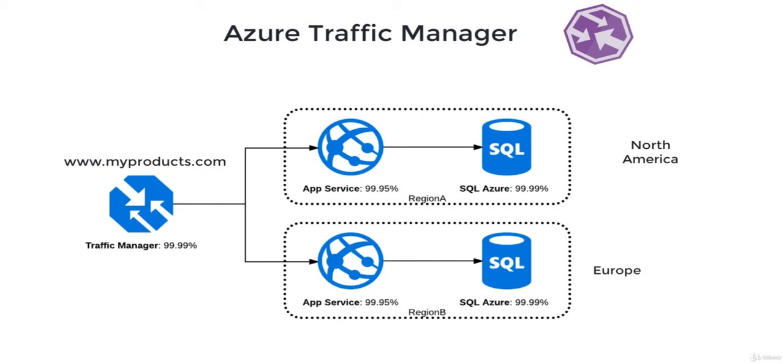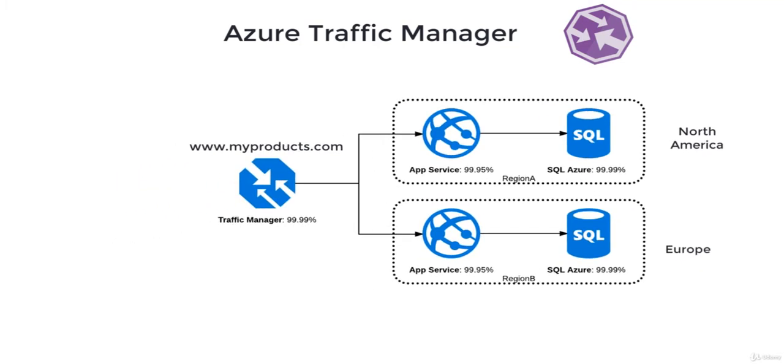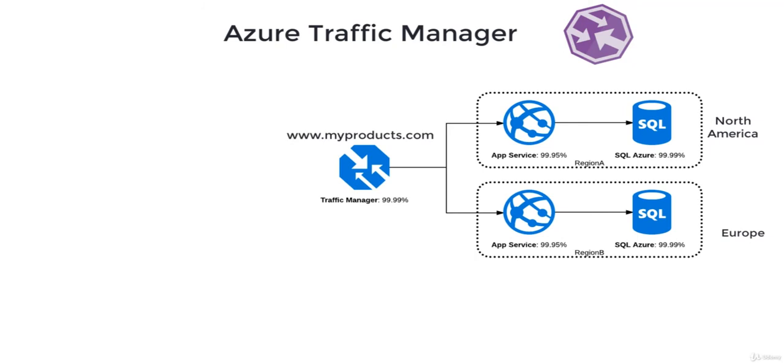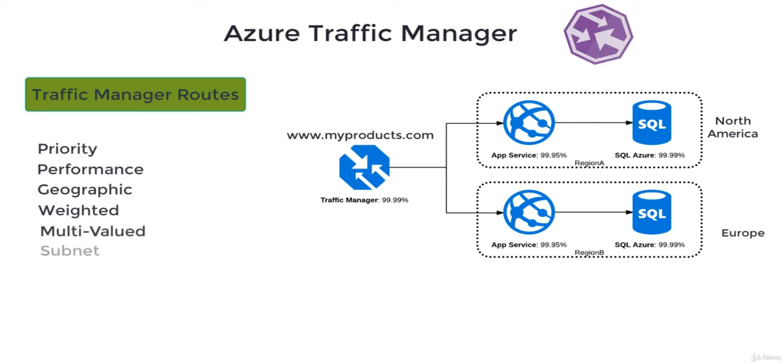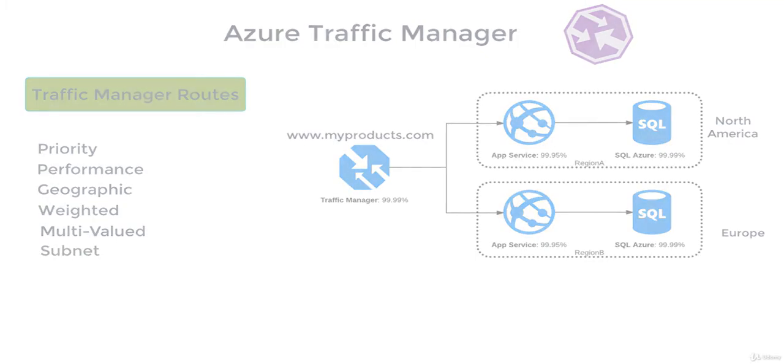It's important to understand the different routing methods that Traffic Manager uses. So in the next lessons, we'll be covering the four basic routing methods: priority, performance, geographic, and weighted. These methods can also be combined into what are known as nested Traffic Manager profiles. Azure has recently added two more routing methods, for example, multi-value and subnet routing methods. We'll talk about these one by one in the next lessons.